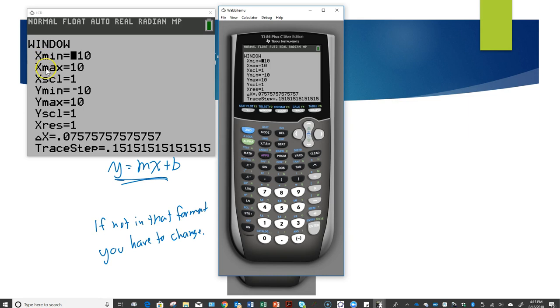The x min and x max say how far left and right you're going. So I'm going from -10 to 10 on my x-axis. The scaling I'm showing is going by 1, so each dot represents a unit of 1. And you see the same thing for the y min, y max, and y scale. The rest of the stuff, don't touch if you have it there.